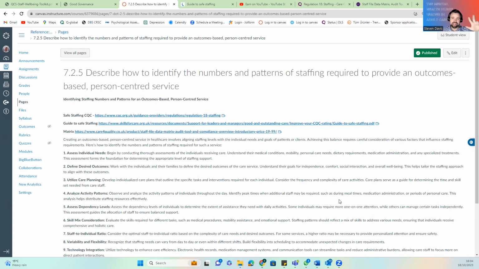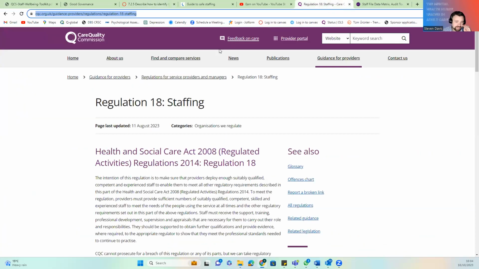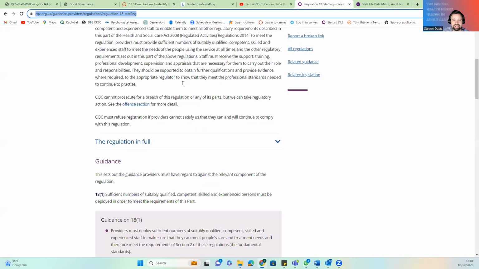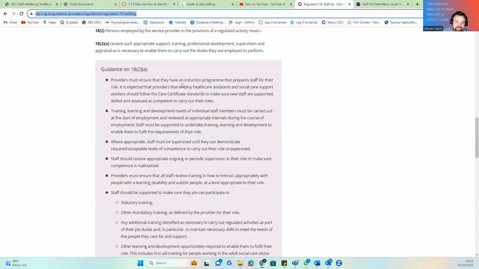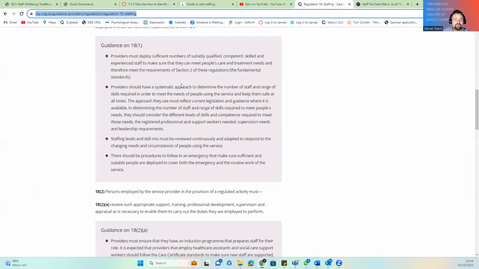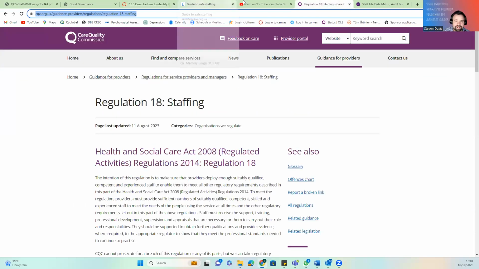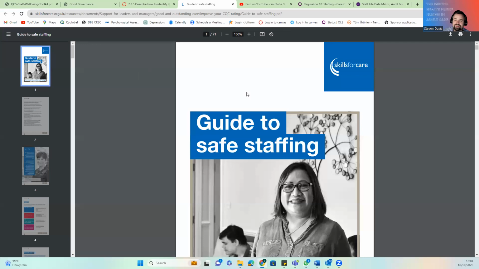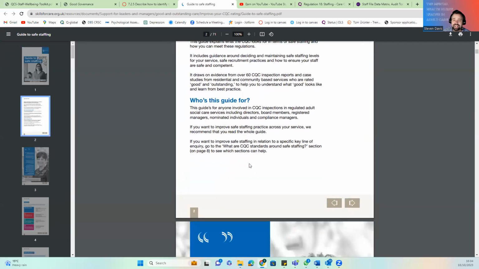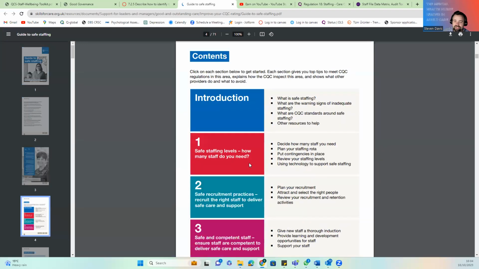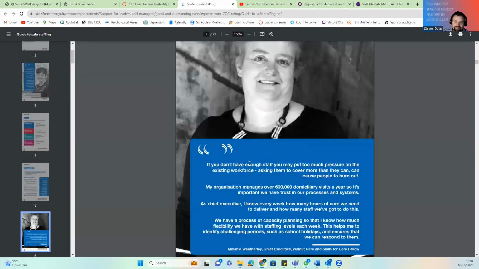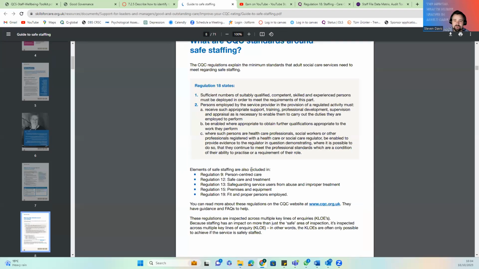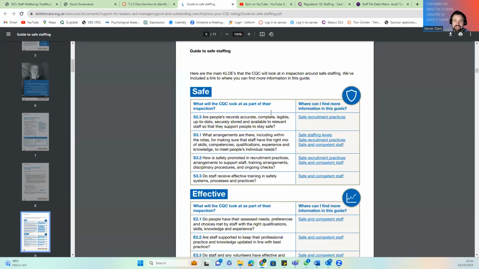What I've done is I found you 3 helpful things. So first of all is what CQC says about staffing. So that's Regulation 18, staffing. So have a read of this, understand the regulation, and be sure that you are meeting the safe staffing levels. The second thing is then Skills for Care have produced their own guidance. So here is your guide to safe staffing. And in here, they talk about using a matrix tool, justifying safe levels, looking at how to work it out, the regulations. So this is a really useful tool.